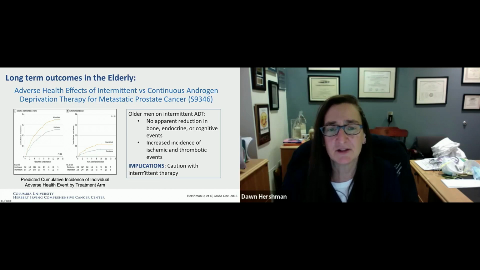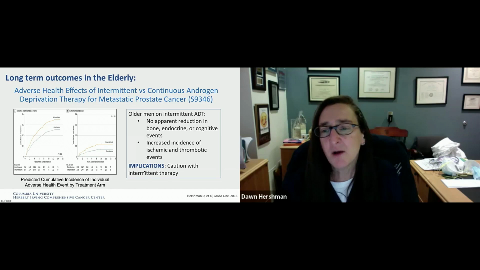One of the issues with this trial was that the overall study was difficult to interpret at the end. There was no real clear advantage of intermittent over continuous. But one of the thoughts for this trial was that intermittent therapy may result in decreased toxicities over time. We were able to look at elderly patients enrolled in this trial because the vast majority of patients were over the age of 65. And we looked at a variety of different outcomes.